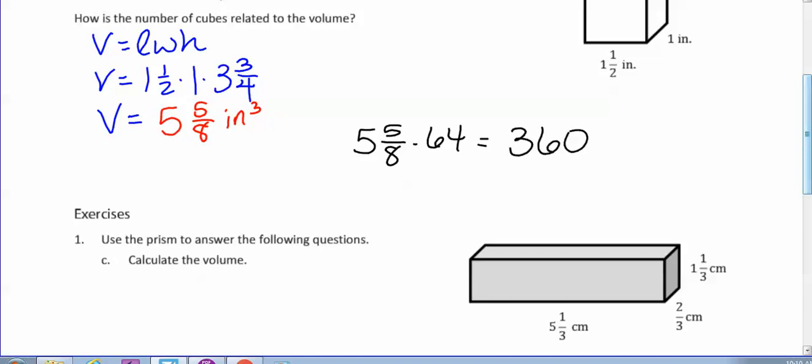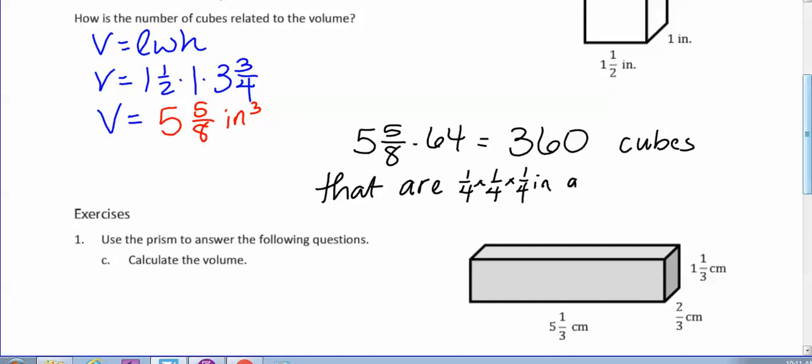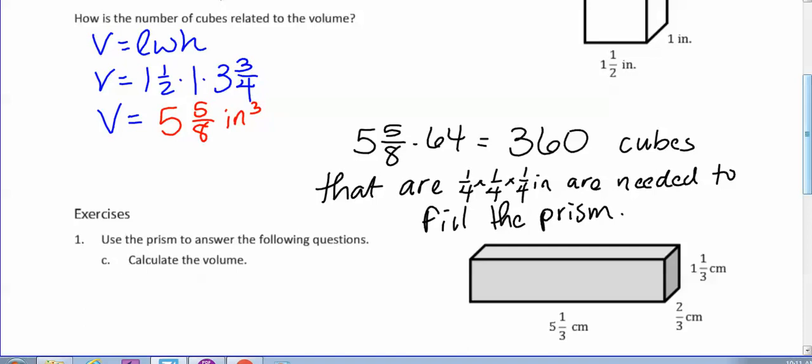So let me write this down. 360 cubes that are 1/4 by 1/4 by 1/4 inch are needed to fill the prism. So again, we're taking that denominator, 4, and we're cubing it. That's how we got 64. And then we're using that to multiply by our volume.